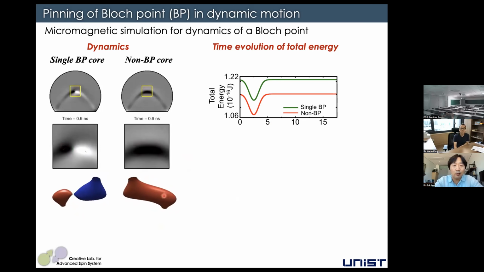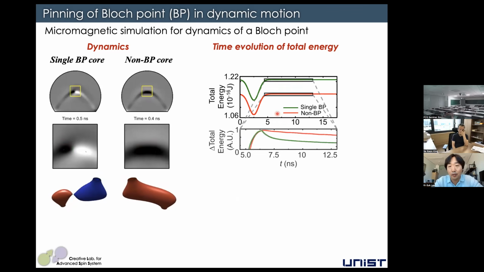To understand more clearly the role of the Bloch point, here we plot the total energy as a function of time, comparing the single Bloch point and non-Bloch point cases. If you compare the relaxation, you can clearly see the rapid energy relaxation in the single Bloch point case, but the non-Bloch point case shows very slow relaxation. Okay, so this shows clearly the role of the Bloch point in the relaxation dynamics.